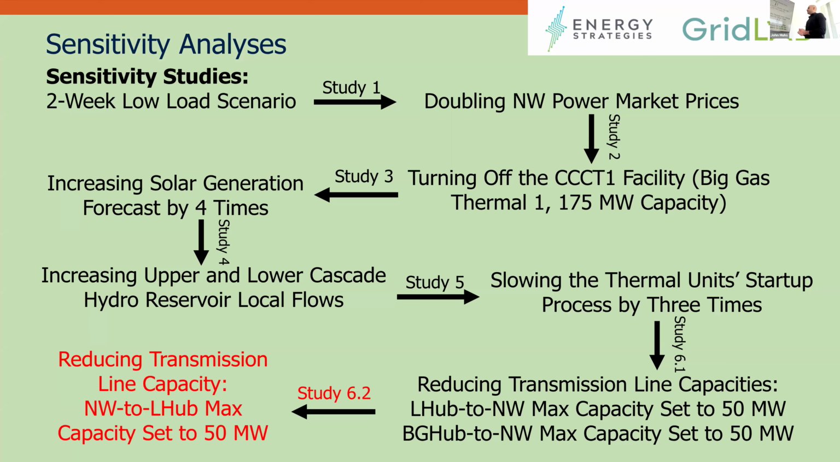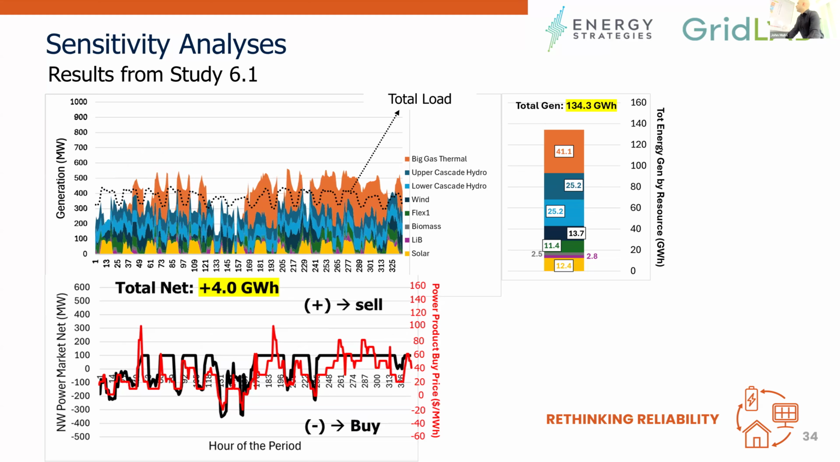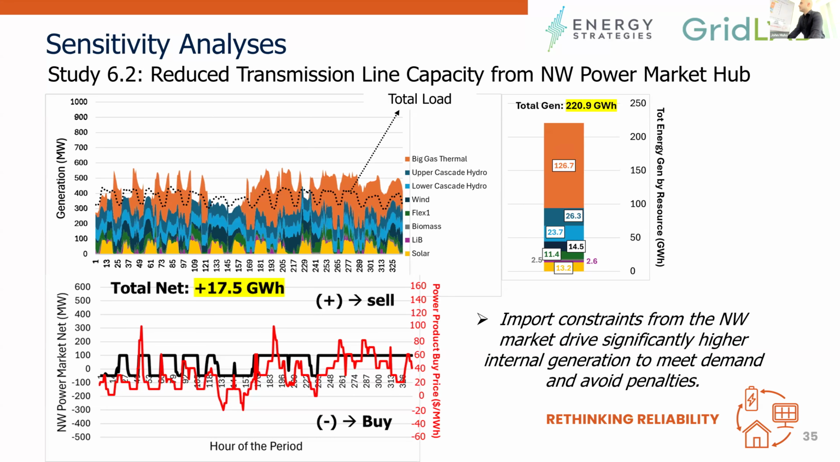And then let's go to study 6.2. In addition to limiting the two lines that I mentioned in 6.1, we also limit the line capacity from the Northwestern market hub in this study. And that line is also set to be 50 megawatts maximum capacity. And you can see 6.1 here, and by making this change, you see that we are not allowed to buy as much power as we want.